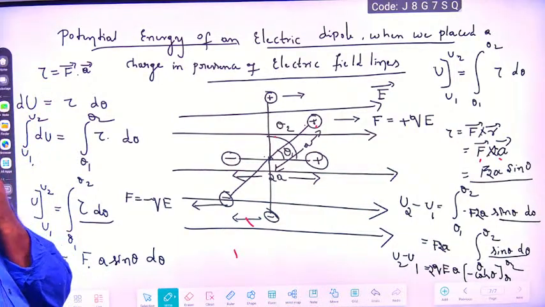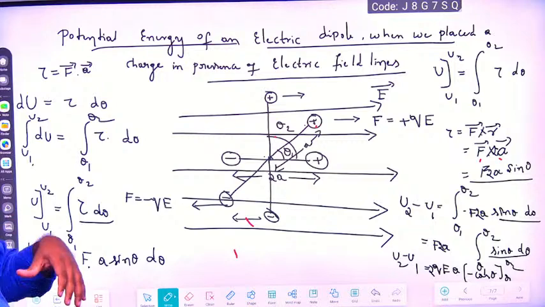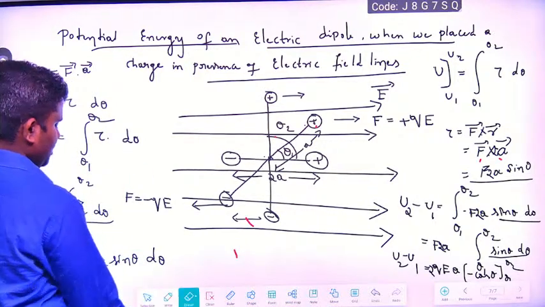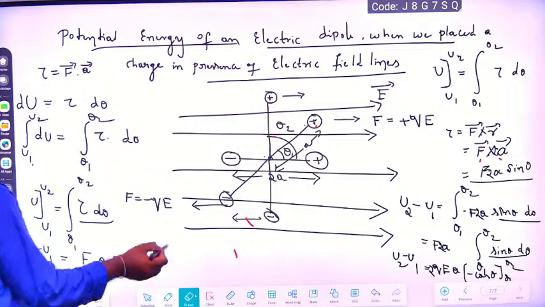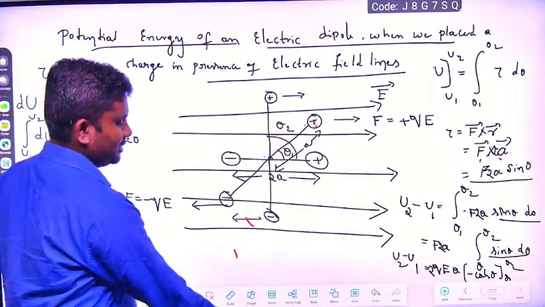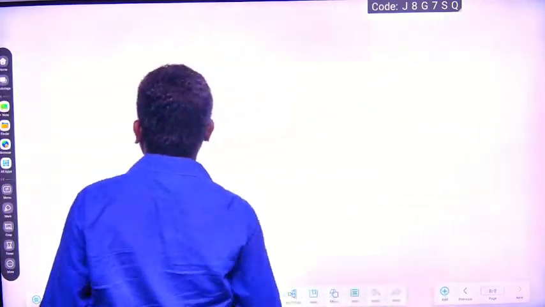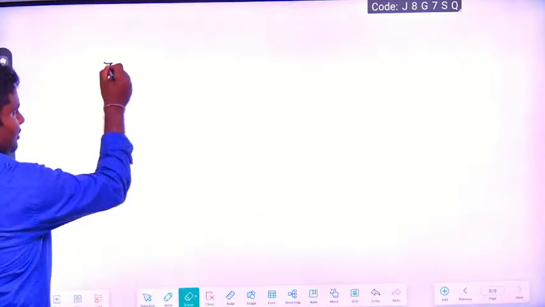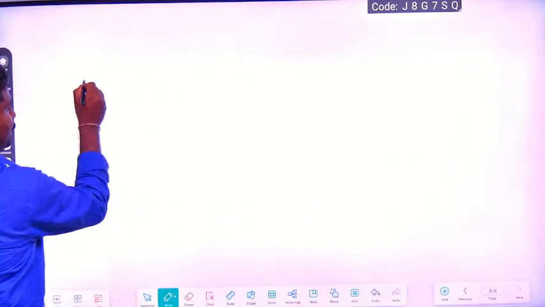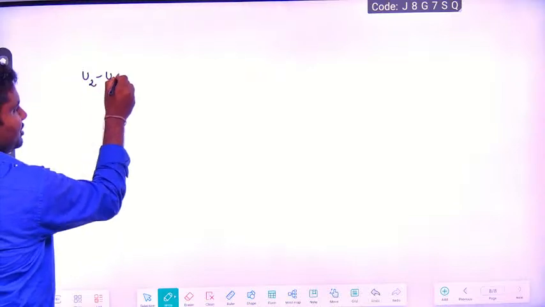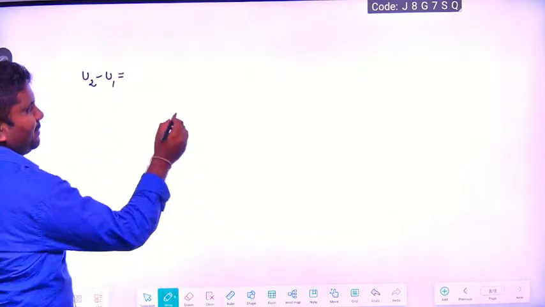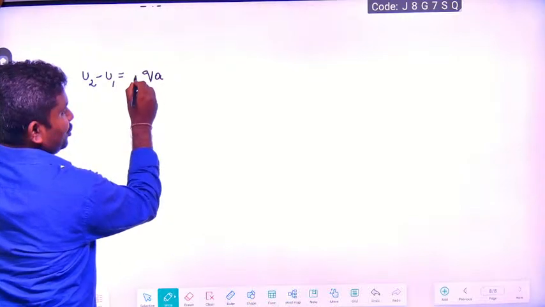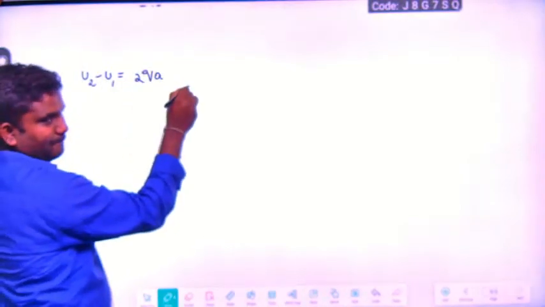Not understood means I can explain once again, no problem. Shall I erase this, or shall I take the next? Next I will take. Now what did we get?